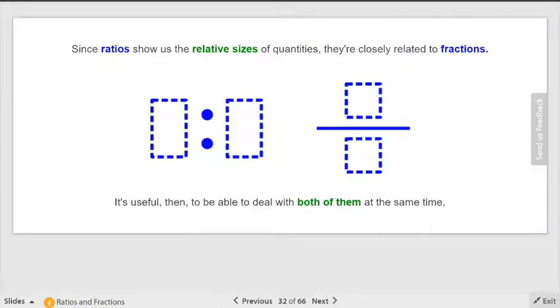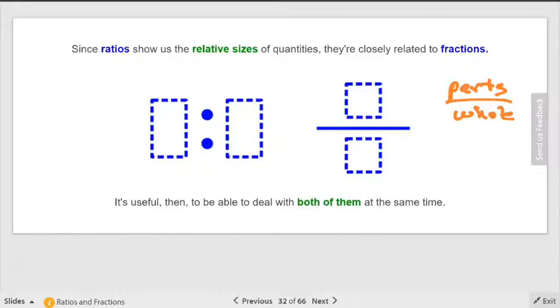All right. Now, since ratios are relative sizes of quantities, they're closely related to fractions because remember, a fraction is really a ratio of the number of parts to the whole. In other words, how many total parts are there? And we have this many of them. So if you have half a pie, you have 1 out of the 2 pieces of pie, right? The whole thing is cut into 2 pieces, and you have 1 of them. So that's a type of ratio.